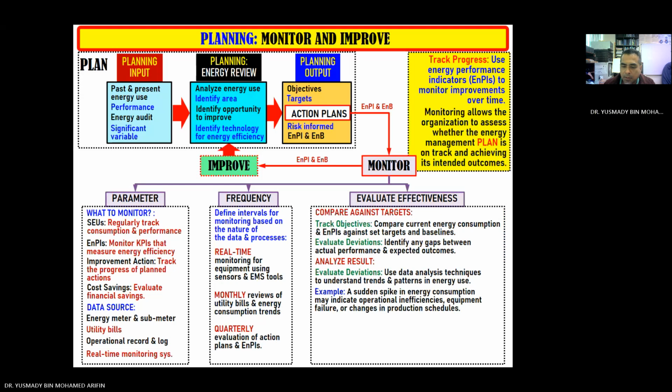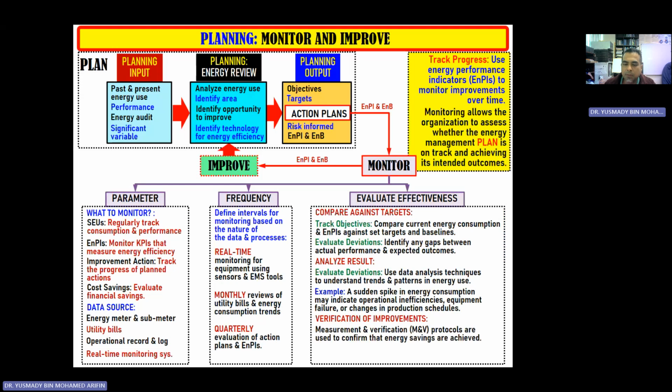For example, a sudden spike in energy consumption in the graph may indicate operational inefficiencies, equipment failure, or changes in production schedules. Also, we need to have verification of improvement. Measurement and verification protocol are used to confirm that energy savings are achieved. For example, operators may provide insight into practical challenges or suggest improvement.